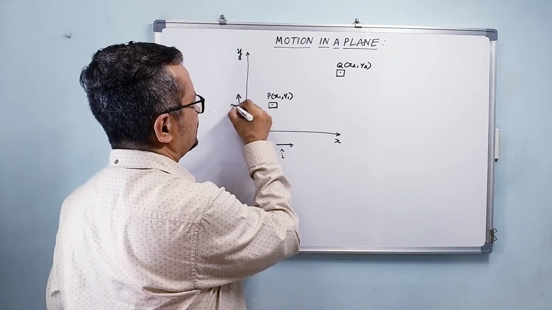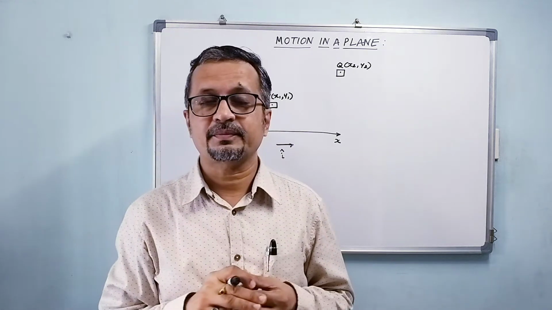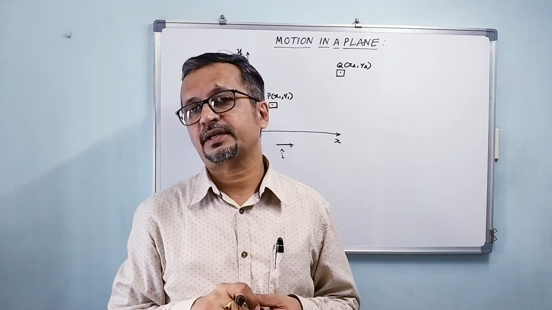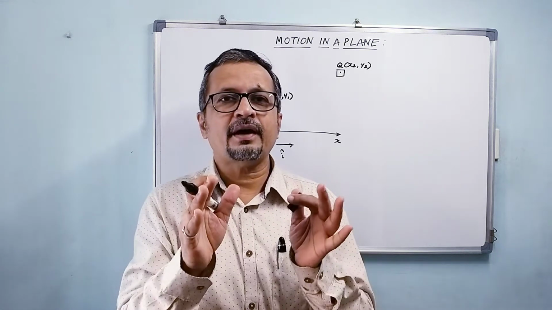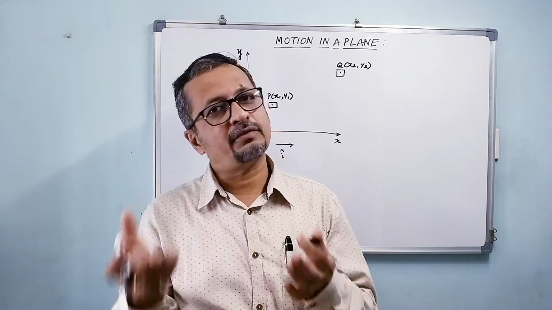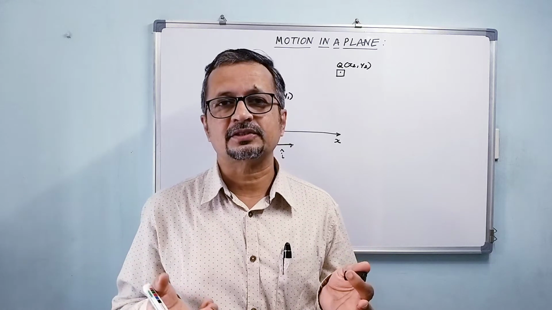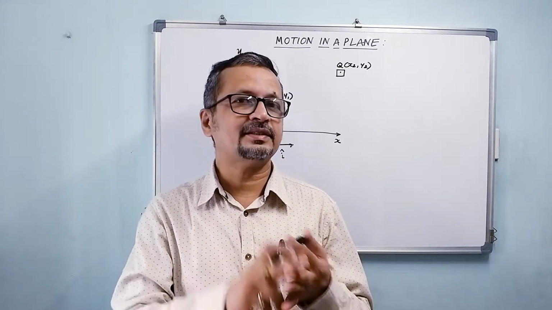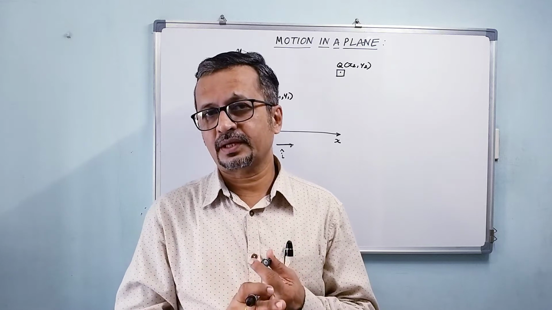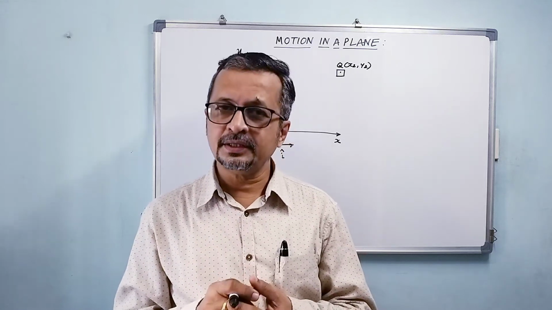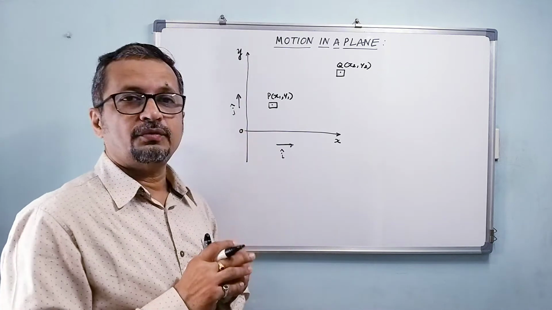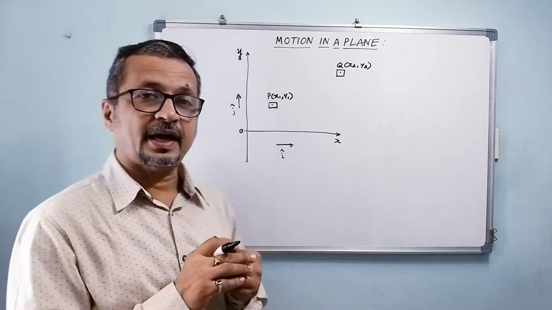Now what are these I cap and j cap? They are the unit vector in the x direction and the unit vector in the y direction. When we have motion in three dimensions, we will have one more axis, the z axis. So you have x axis, y axis and z axis, and you have I cap, j cap and k cap, correct? So the position of any object can be specified in terms of these two vectors, this I cap and j cap.